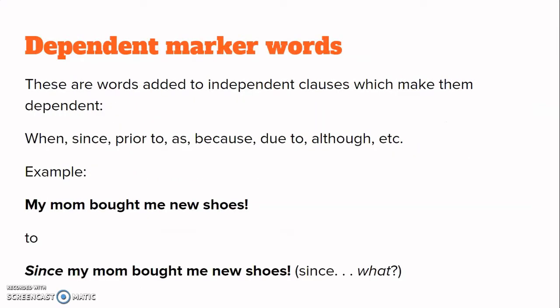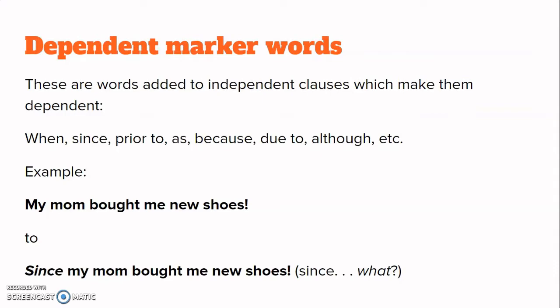Dependent marker words. These are words which can turn an independent clause into a dependent clause. So some dependent marker words are when, since, prior to, as, because, due to, although, etc. There are many of them.